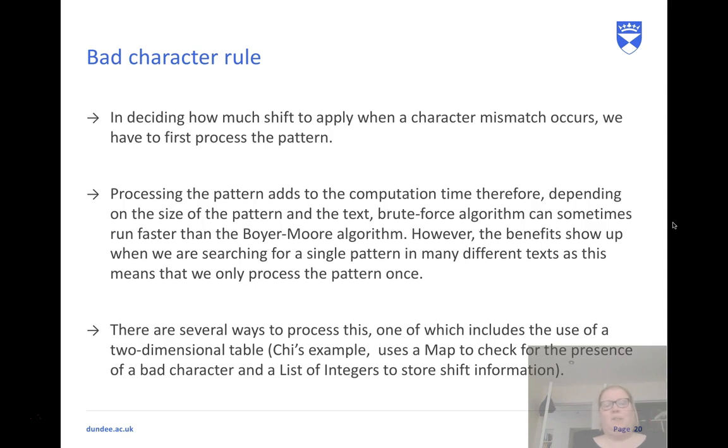However, the benefits show up when we are searching for a single pattern in many different texts, as this means that we only have to process the pattern once. It also shows up if it's a very short pattern you're trying to look for in a very long text. There are several ways to process the pattern, one of which includes the use of a two-dimensional table. The example, which I'm going to give you here, uses a map to check for the presence of a bad character and a list of integers to store the shift information.